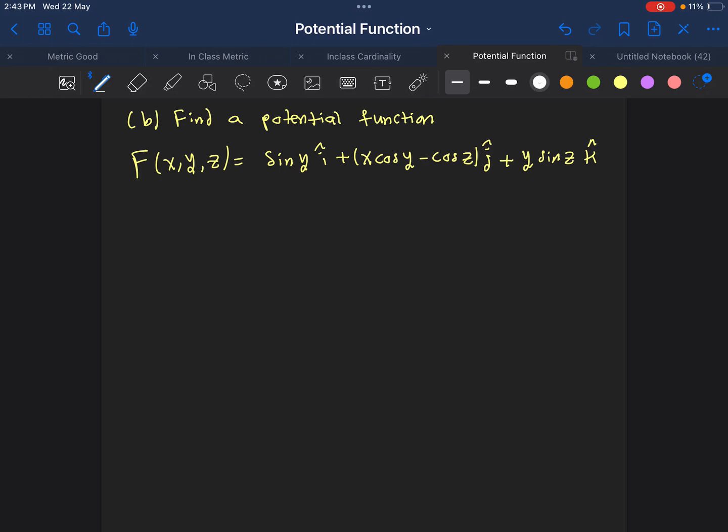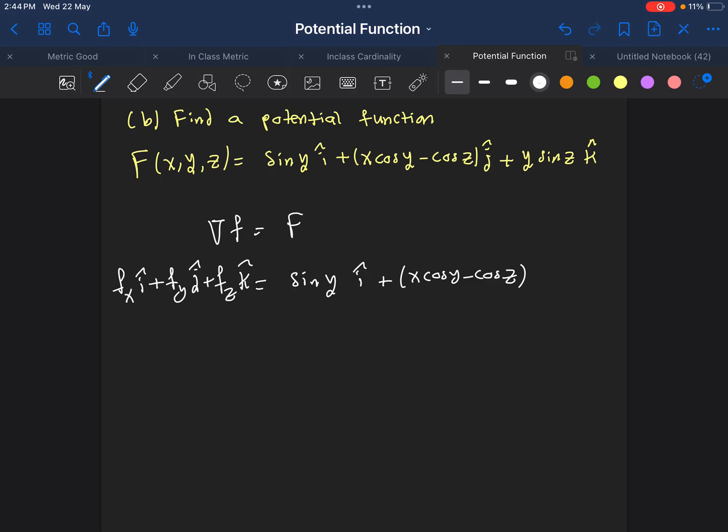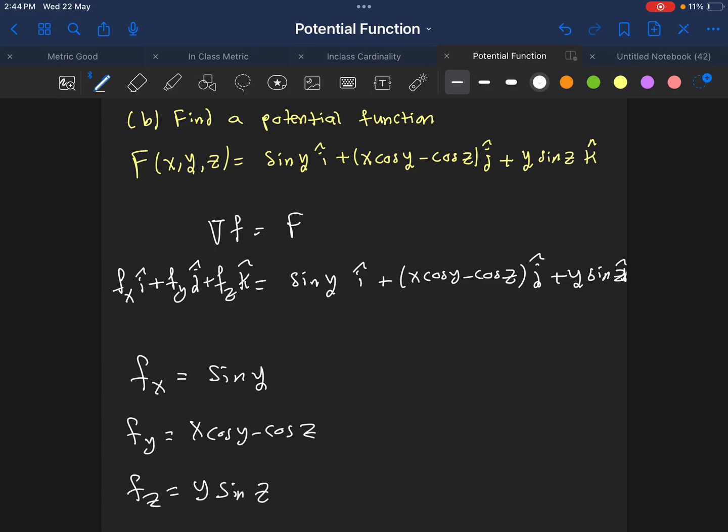Question number 2, part B, we need to find a potential function that works for this one. Remember, a potential function is a function whose gradient is exactly equal to F. This means if x is the first component, y is the second component, z is the third component, so we have sine y i plus x cosine y minus cosine z j plus y sine z k. So we have f_x equal sine y, this is the first equation, f_y equal x cosine y minus cosine z, and finally f_z equal y sine z.